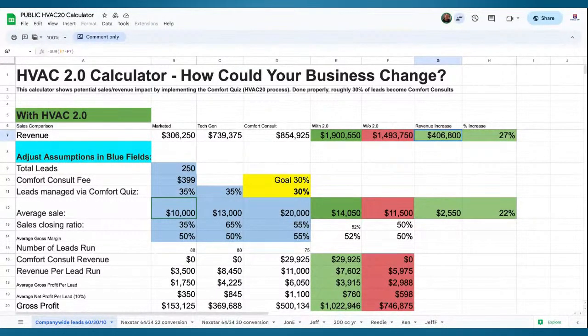Ted, I see something in here that's not right. So sales closing ratio for Comfort Consult, it's showing 55. That should be at least 70. Okay. Because I was thinking the revenue increase feels too low. What we see. There you go.